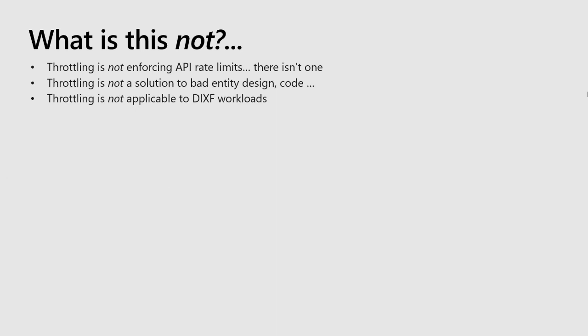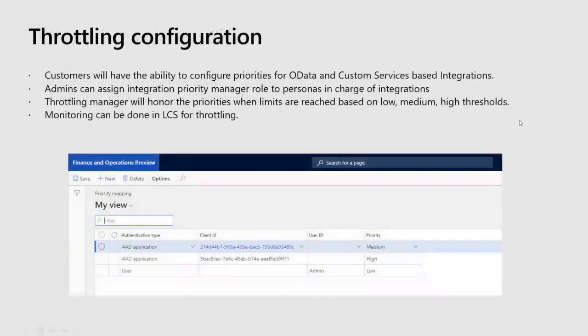Now, if we move on to the next slide. This is the throttling configuration that we have been talking about, and Haytham will show it in the demo as well. Today in FNO, you are able to configure the integration in the Azure application configuration form, where you can say that this is my AAD app ID and it maps to this user, so that FNO can authorize the incoming request based on that configuration.